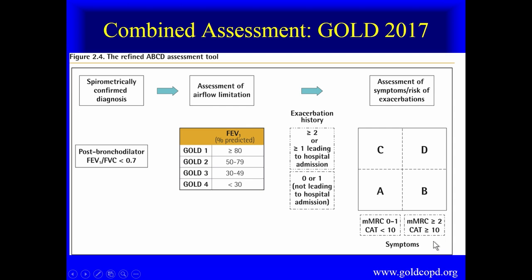So we put these together. For example, a patient with GOLD stage A has few symptoms and low risk for exacerbation, while conversely a D patient has the highest risk for exacerbations and the most symptoms. In future talks, you will hear about treatment decisions which can be guided by this GOLD combined assessment.